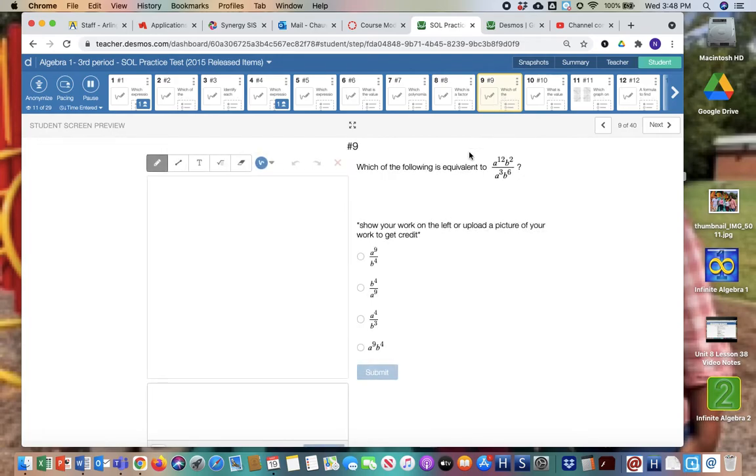Number 9, so here we go. Which of the following is equivalent to this? So let's remember, what do we do when we're asked to divide with exponents?